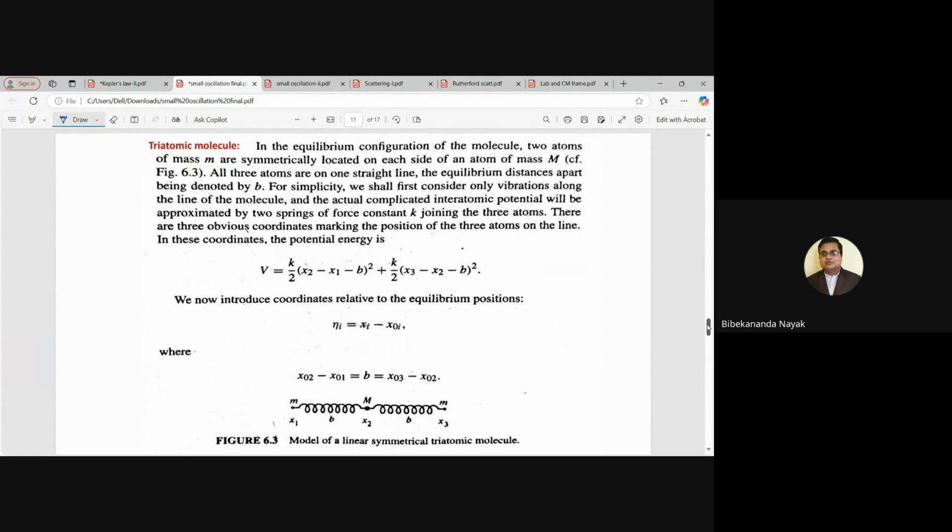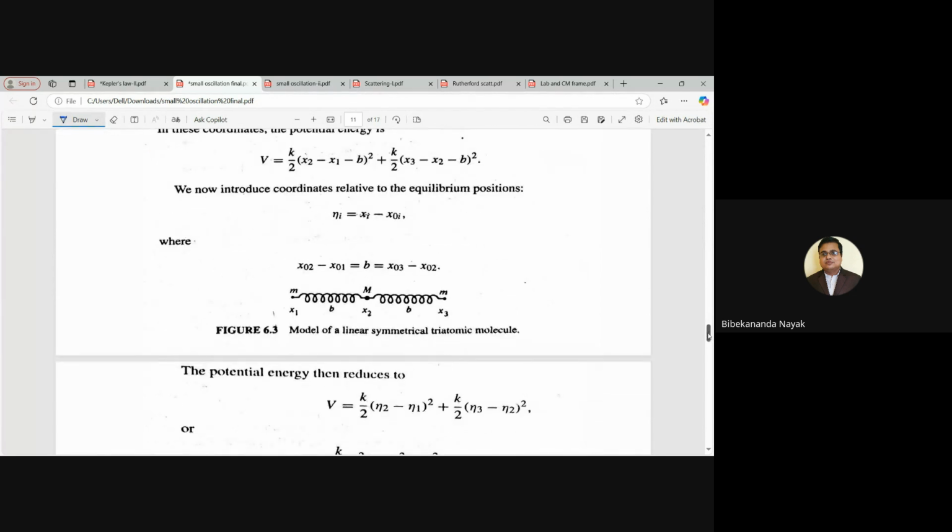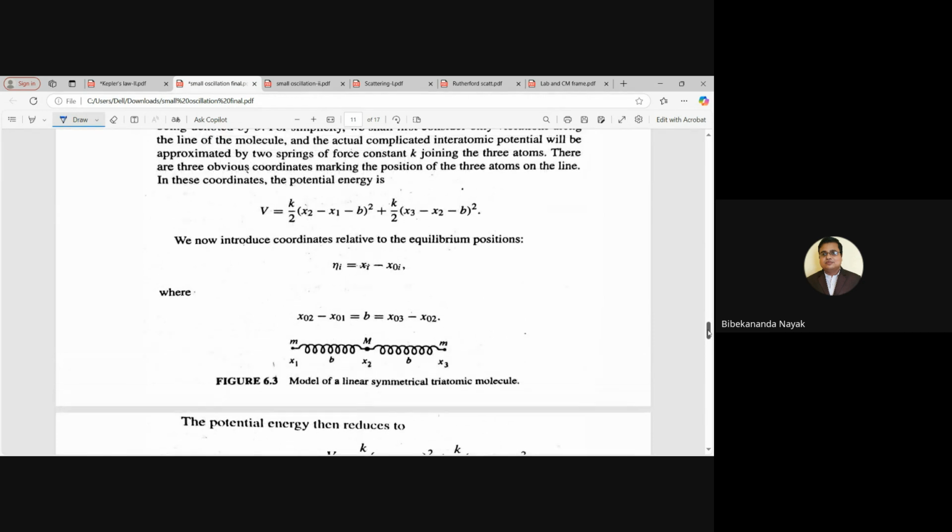It is one example of a triatomic molecule. Suppose 3 atoms like this figure. Let's say a water molecule H2O, 2 hydrogen, 1 oxygen, with small m for hydrogen and the oxygen in the middle. If this is linear, then it has this type of configuration.